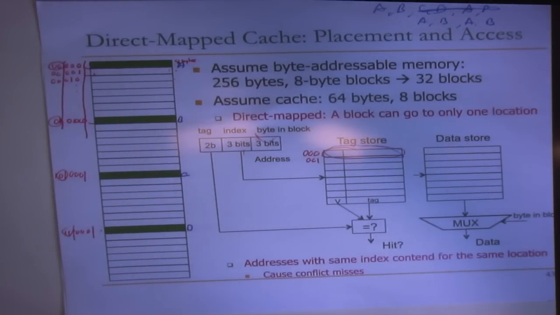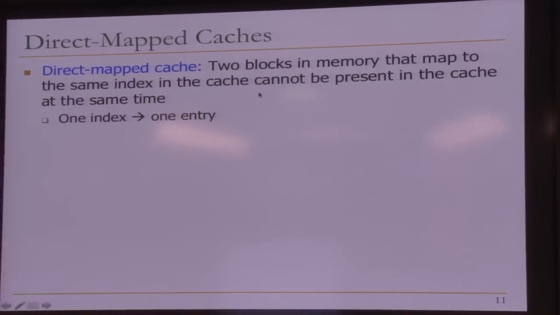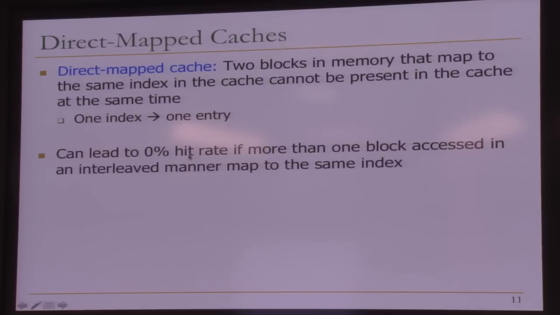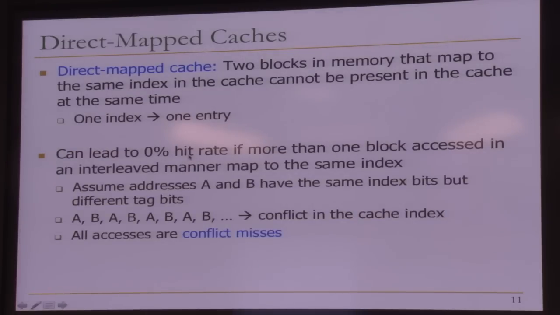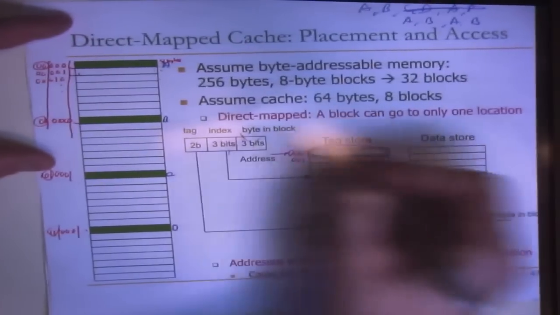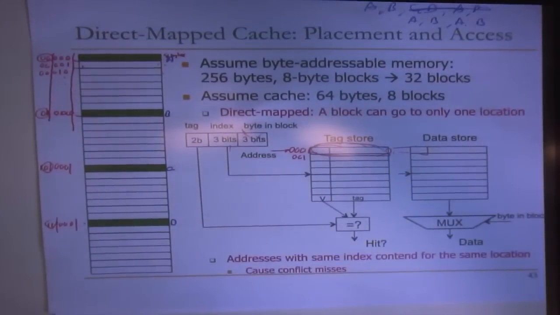So how do we solve this problem? Well, I guess, what is the problem? This is what I mentioned. 2 blocks in memory that map to the same index in the cache cannot be present in the cache at the same time because you don't have an extra location in that same index. And this can lead to 0% hit rate, as I showed you. These are called conflict misses. So the solution is really set associativity. Basically, instead of having one block to store at the same index, have 2 of them, right? That's the basic idea.